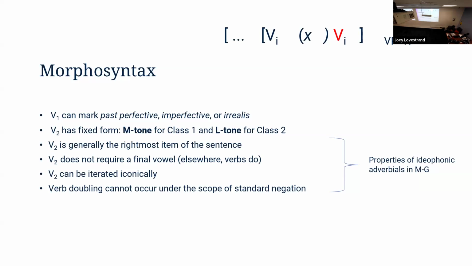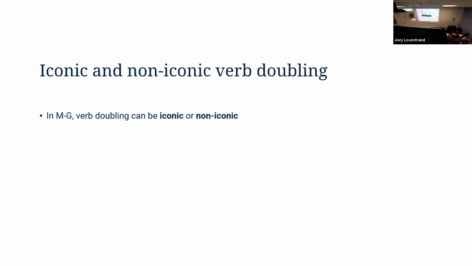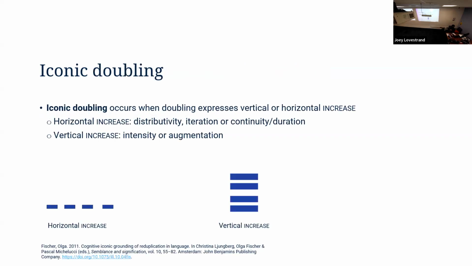But this is something we can talk about on another occasion. So in these languages, verb doubling can be iconic or non-iconic. I'm going to focus on the non-iconic ones, but it is important to discuss the iconic ones because it is useful to understand how we get to the iconic ones.